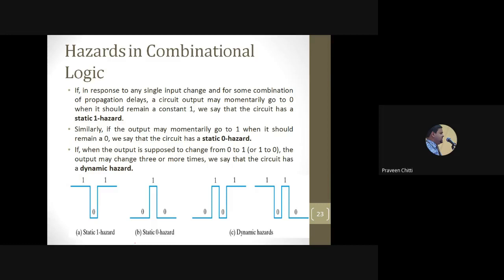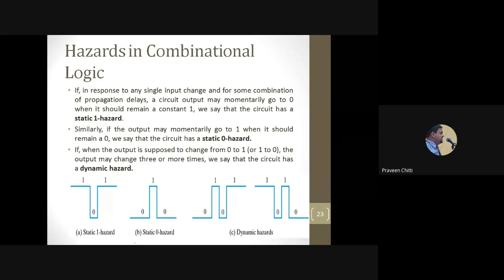In response to any single input change, and for some combination of propagation delays, a circuit output may momentarily go to 0 when it should remain at constant 1. Or the output may momentarily go to 1 when it should remain at 0. These kinds of hazards are called static hazards. That means the output has to remain either 0 or 1, but where it should remain 0, momentarily it may go to 1, and where it should remain 1, momentarily it may go to 0.